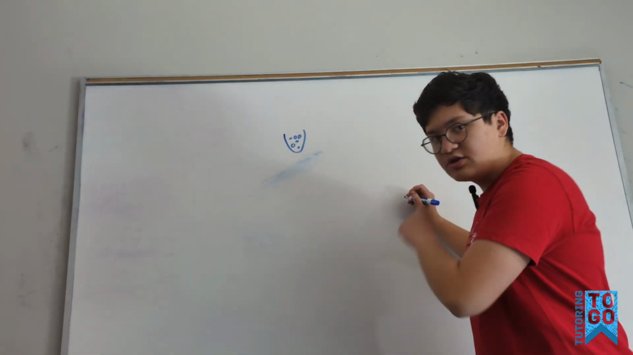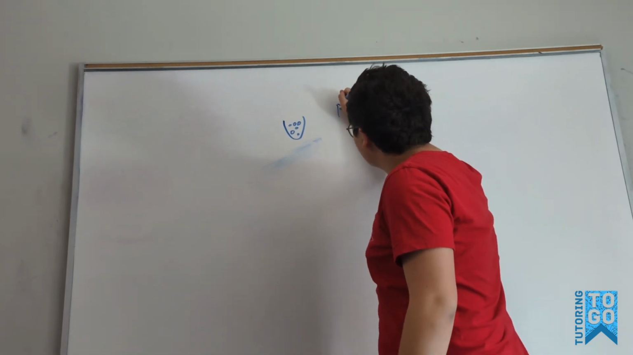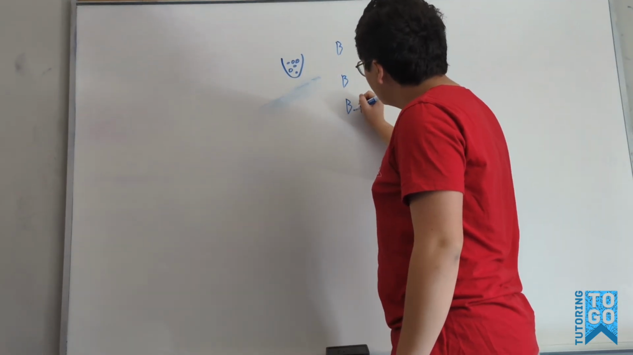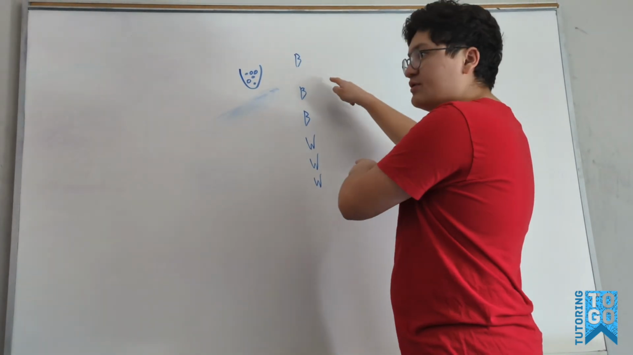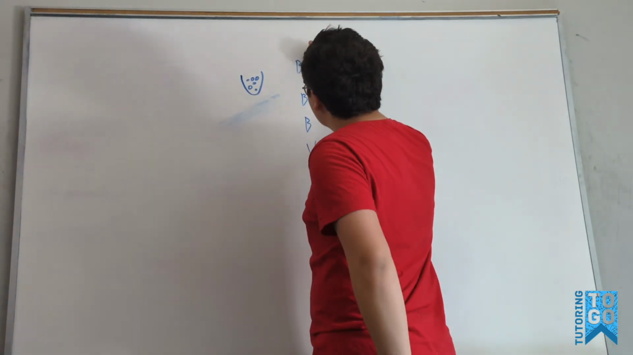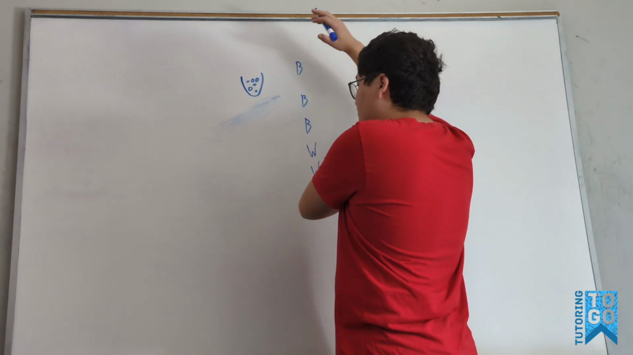So I'm going to draw all the possibilities for what we could draw on the first pull. Blue, blue, blue, white, white, white. And now I'm going to branch out what the possibilities are for the next marble I draw. So this is why it's called a tree diagram. There's a lot of branches.